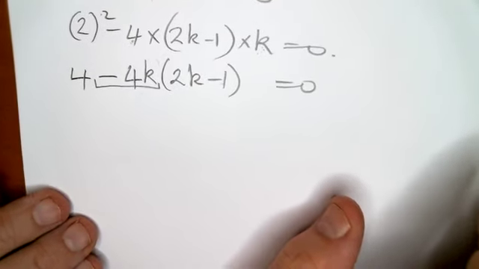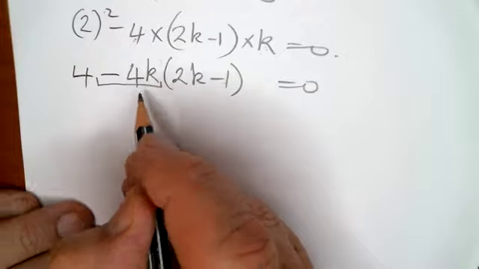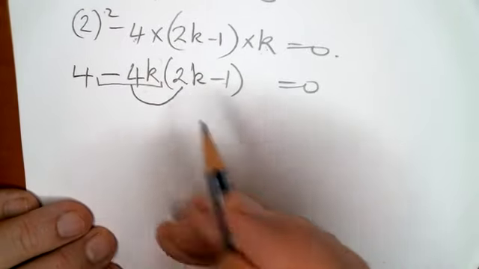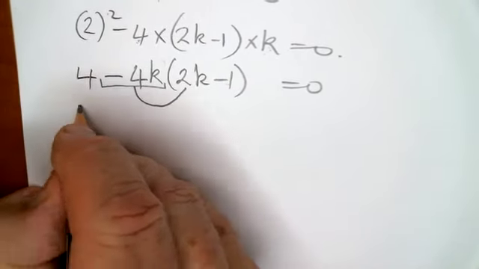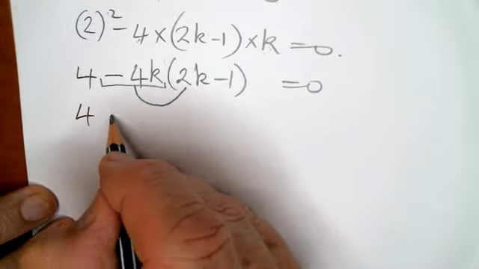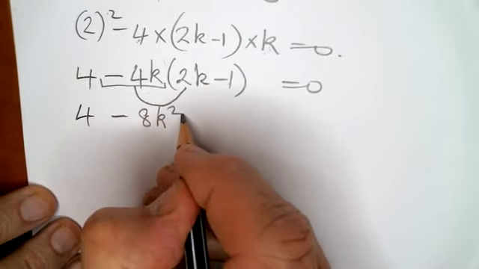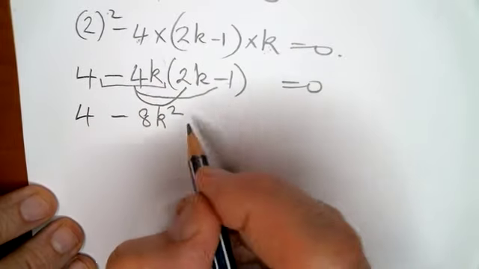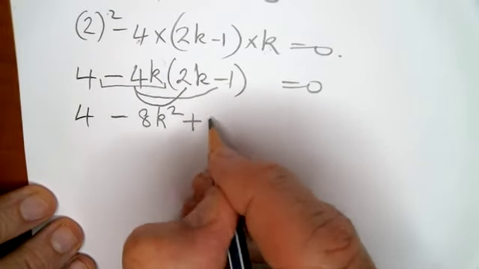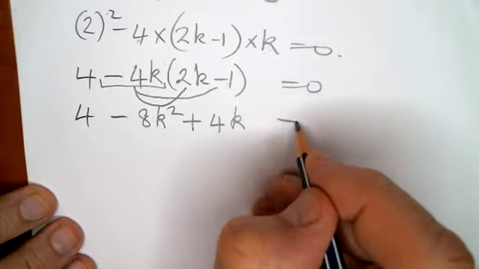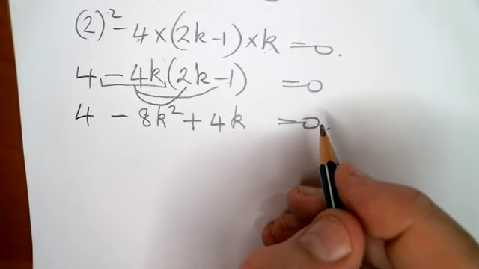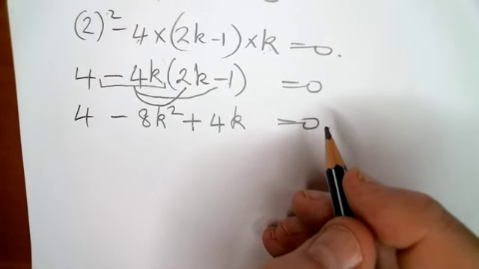All right, let's see if we can resolve this a little more. So negative 4k times 2k, it's going to be negative, 4 2s are 8. k times k is k squared. And negative 4k times negative 1 is going to be plus 4k. And all that, of course, is equal to 0.